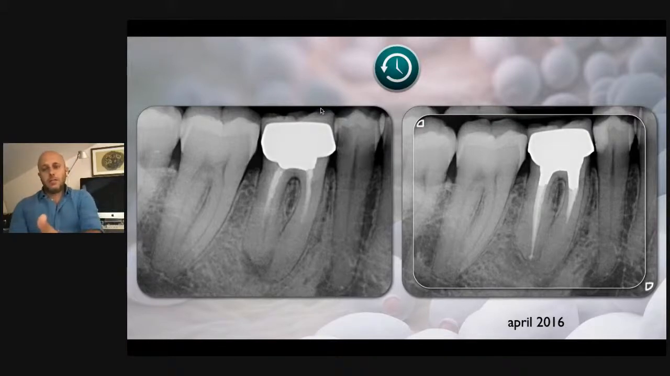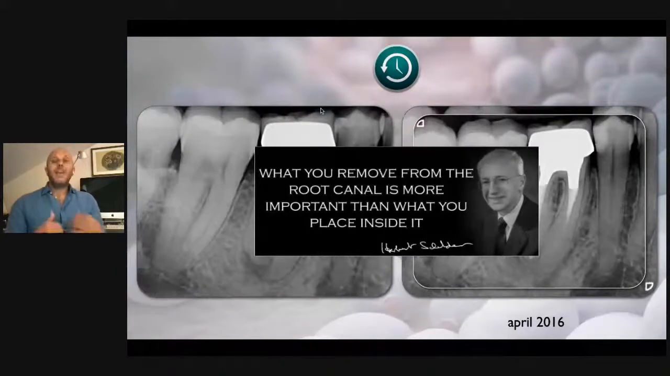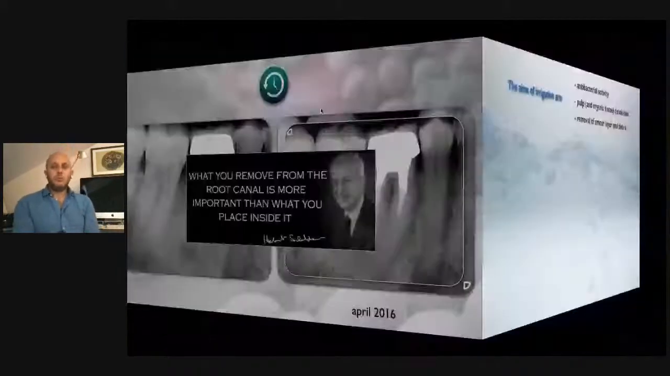Because in 2016 and also in 2019, the tooth was perfectly healthy, because I cleaned in the best way possible the endodontic space I found in that tooth. Because remember, never forget what Herbert Schilder told us, that what we remove from root canals is really more important than what we place inside it. So no matter which kind of material or which kind of file you use, remember that what really matters is what you remove from the root canal, mainly with the aid of chemical solutions.